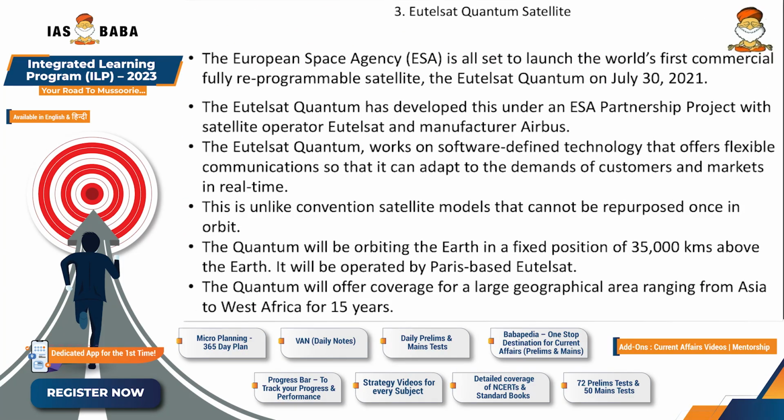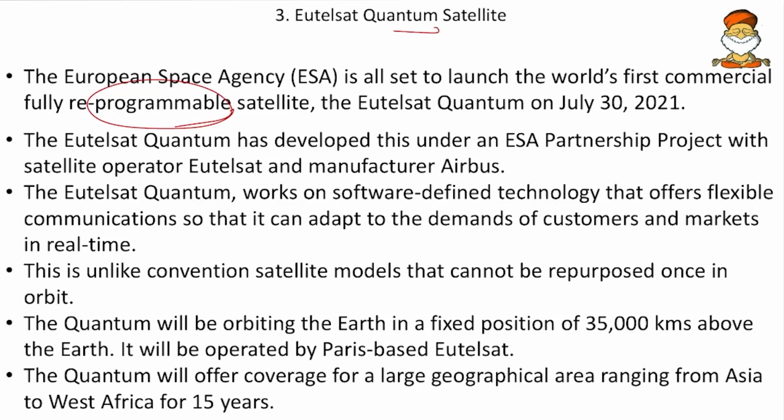Then come to the next, the Eutelsat Quantum satellite. The European Space Agency is all set to launch the world's first commercial fully reprogrammable satellite, that is the Eutelsat Quantum. So friends, the specialty here is that the satellite can be reprogrammed whenever it is in orbit. This satellite has been developed in partnership with the European Space Agency, the Eutelsat company and the manufacturer Airbus. For us, ESA is more than sufficient. Private members, UPSC will not be asking.